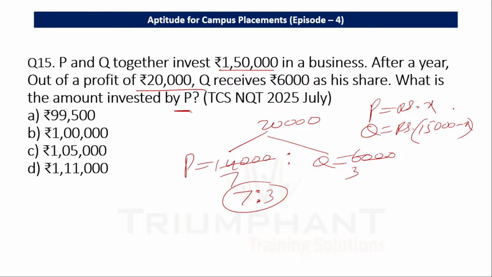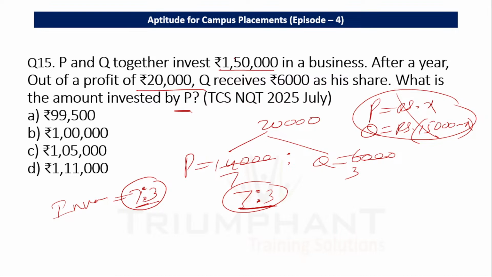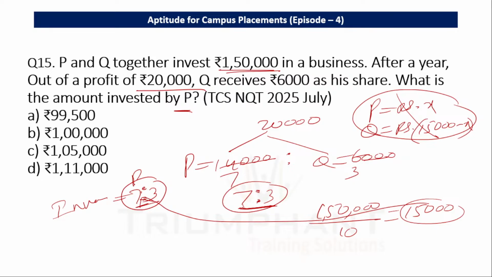Or in other words, rather than going by the X method, the best method is, as the ratio of the profits is 7:3, the ratio of investments also should be 7:3. So total 7 plus 3, 10 parts. Total investment 1,50,000. If I divide that into 10 parts, each is 15,000, and P invested 7 parts. So therefore P's investment is 7 into 15,000, which is 1,05,000. That is option C. Yes, as the majority of you responded.